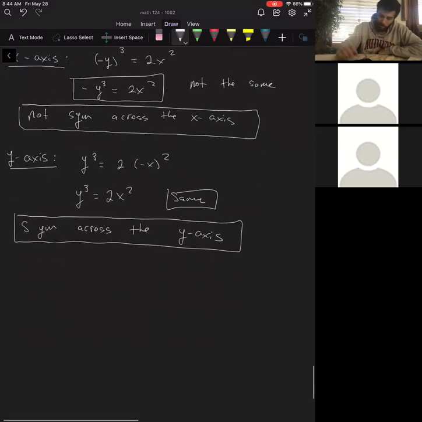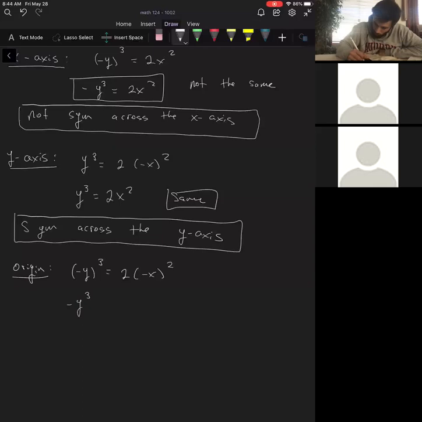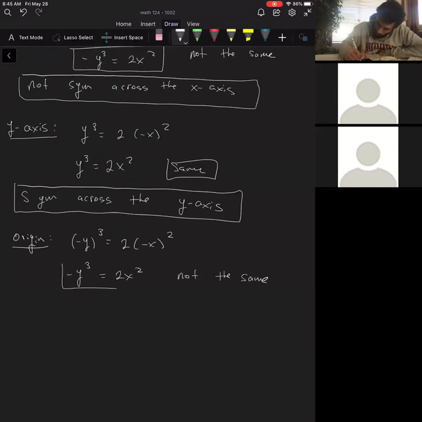And then the last one, let's see if it's also symmetric across the origin. If we replace the y with a minus y and the x with a minus x, what we end up getting is minus y cubed is 2x squared, which is not the same thing. So it's not symmetric across the origin.